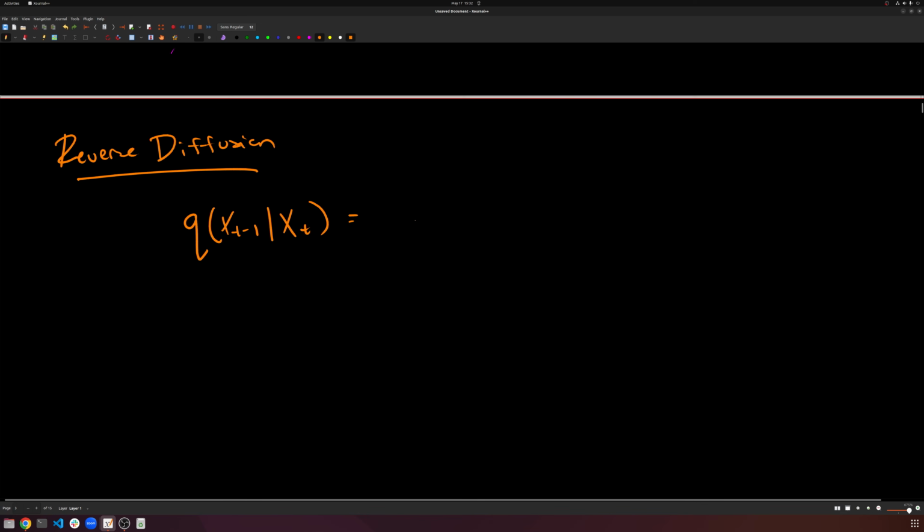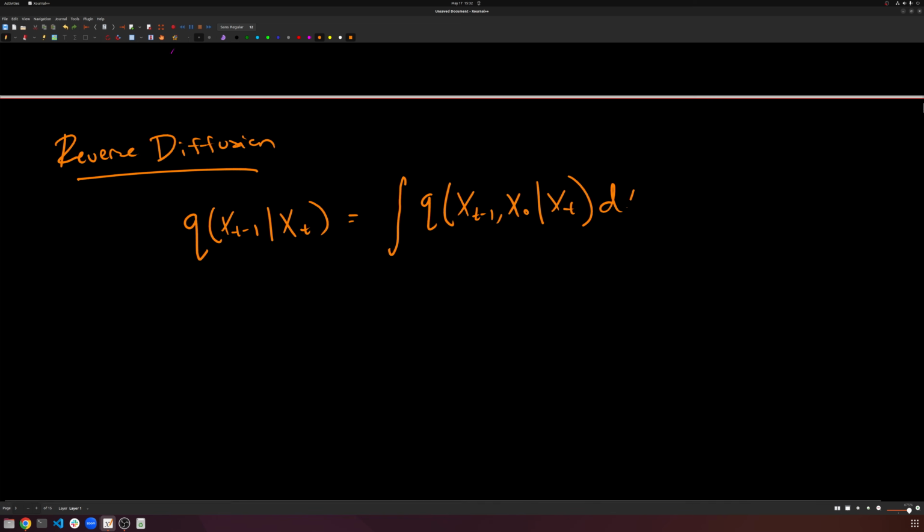So can we show it? Yes, we can. We can take the integral of q of xt minus 1 comma x0 given xt, dx0. What did I just do here? Taking an integral over my image space, or data space, x0, the original data, marginalizes x0 out and only leaves us with this form. So this is your standard marginal distribution.